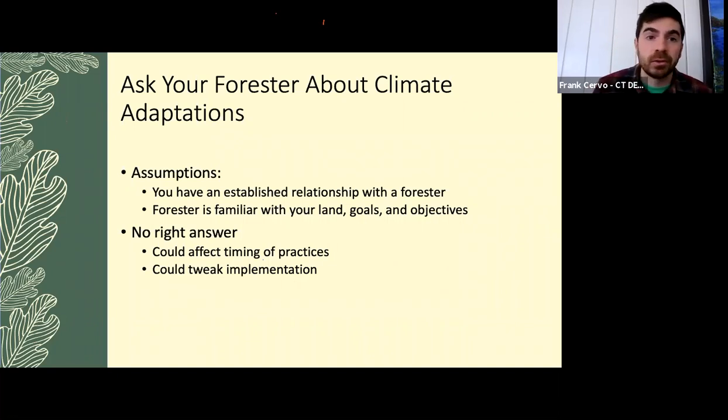Or you might change what you do in order to make sure that you've got everything in place to be resilient to climate change. So anyway, it's just a matter of introducing that conversation, being open to potentially tweaking some of the management activities that you're going to do, and weighing those options with the rest of your goals and objectives. And that's it. I'll mute myself now and move on.